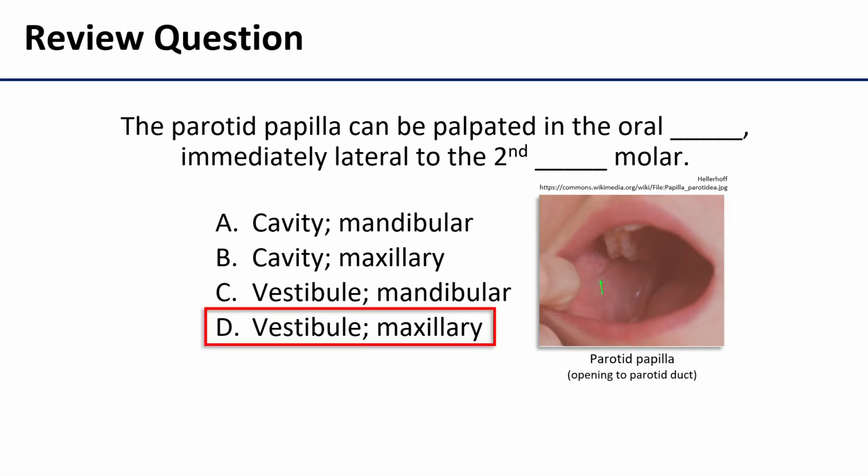The answer is D. The parotid papilla can be palpated in the oral vestibule immediately lateral to the second maxillary molar.